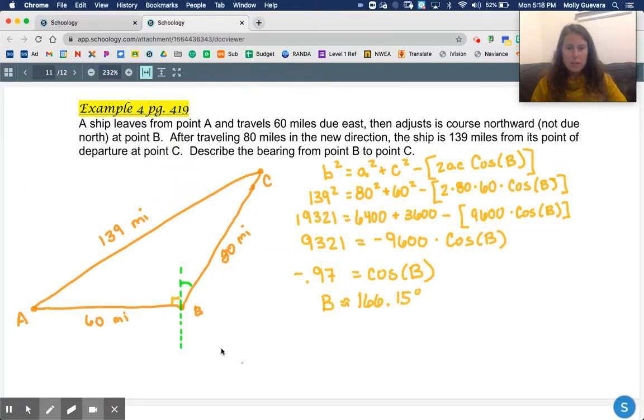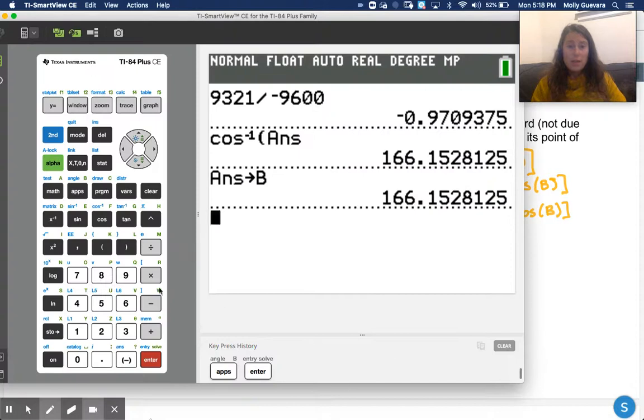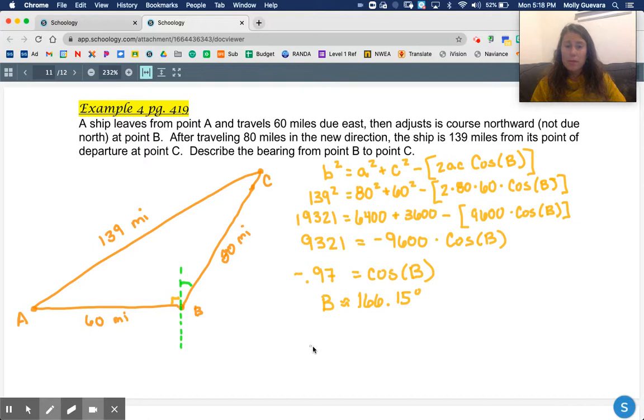So let's look at this angle really closely. All of b is 166.15. If I take out the 90 degrees, it'll tell me what's left, right? So if I do this minus 90 degrees, I get 76.15. So this right here is 76.15 because this is 90. 76.15 degrees. So then the last thing is I just need to describe the bearing.